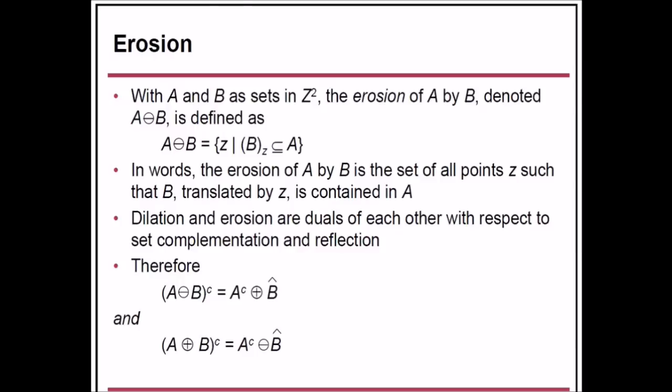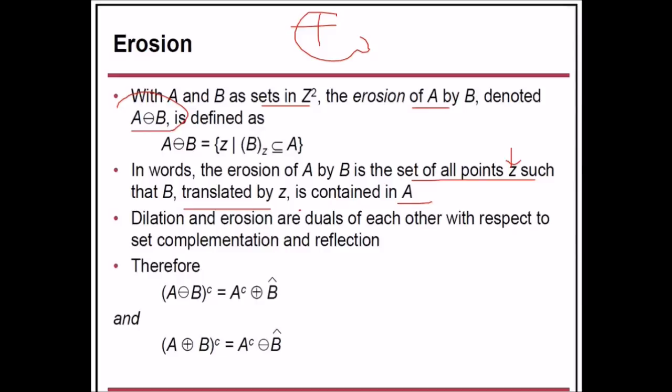Now we come to erosion. If A and B are sets in Z squared, the erosion of A by B is denoted by this erosion sign, which is defined as the set of Z such that B sub Z is a subset of A. In other words, the erosion of A by B is the set of all elements Z such that B, translated by Z, is contained in A.